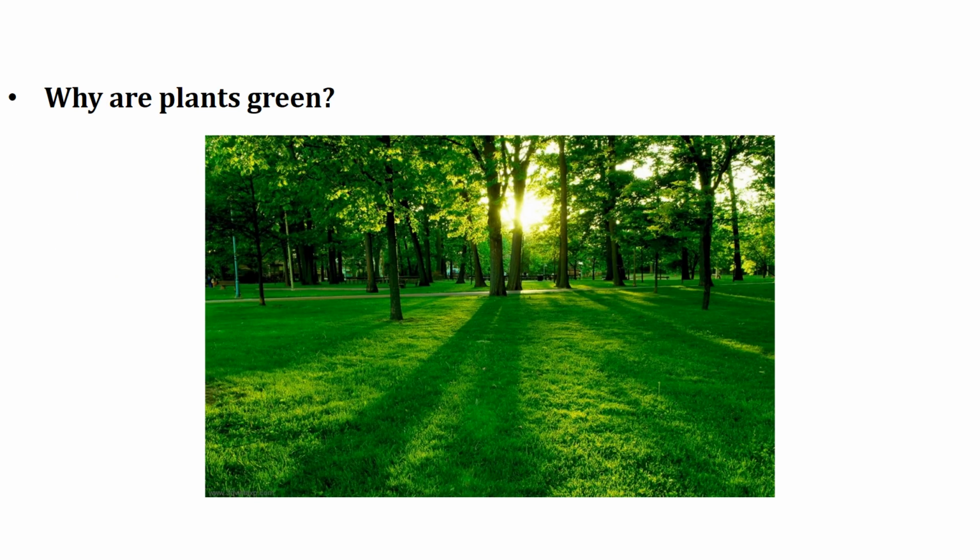Ever wondered why plants appear green? That's because they reflect green light and absorb mostly blue and red light, a result of the specific photosynthetic pigments they contain.